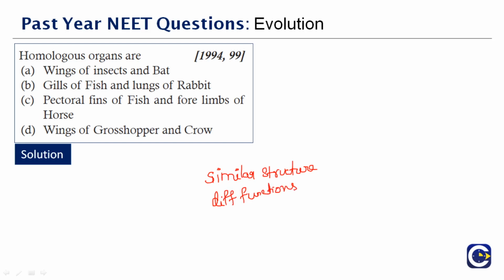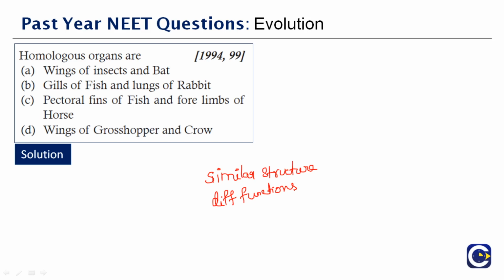For example, let's take the flippers of the whale, the forelimbs of the frog, and the man. They have the same basic structure but they perform different functions, hence they are called homologous organs. So the question here is: homologous organs are dash. The answer is pectoral fins of fish and the forelimbs of the horse. Organs that are similar in fundamental structure but different in function are simply termed homologous organs.